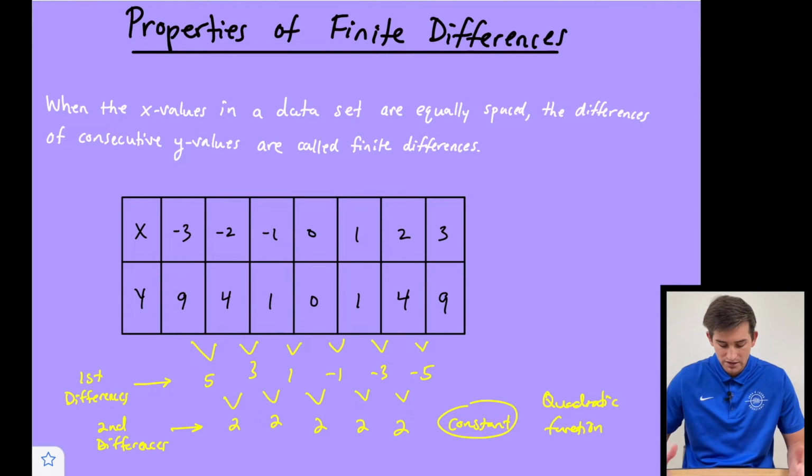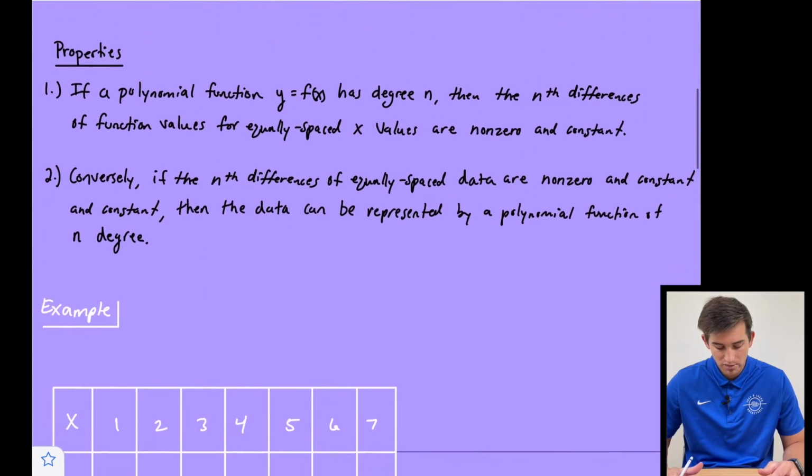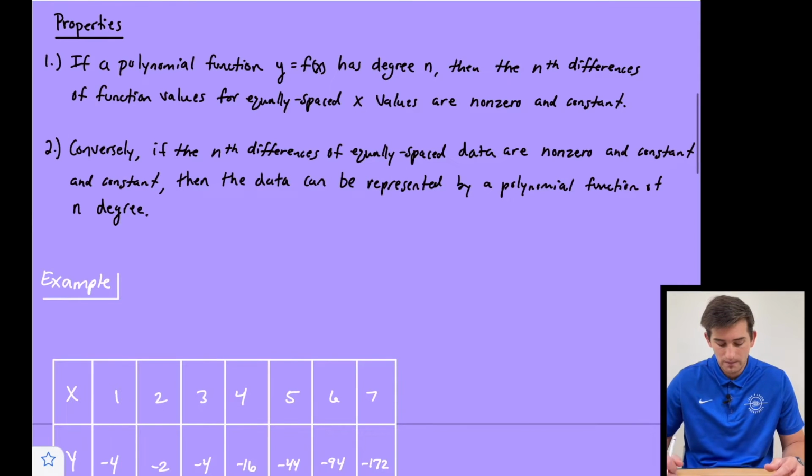We noticed that our second differences were constant there. Well, what if our third differences were constant? What if our fourth differences were constant? That's what these two properties tell us here, and then we'll look at an example. It says if a polynomial function y equals f of x has degree n, then the nth differences of function values for equally spaced x values are non-zero and constant.